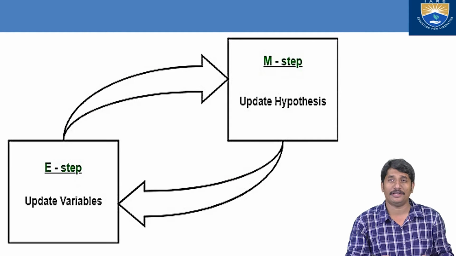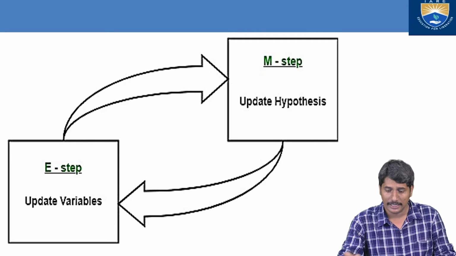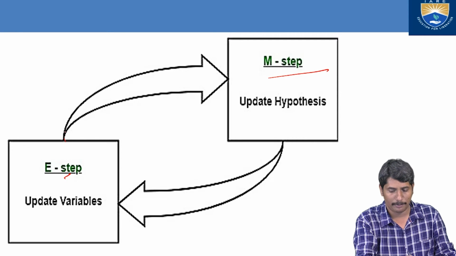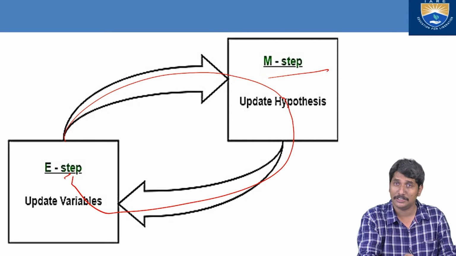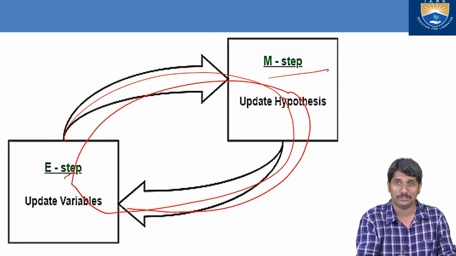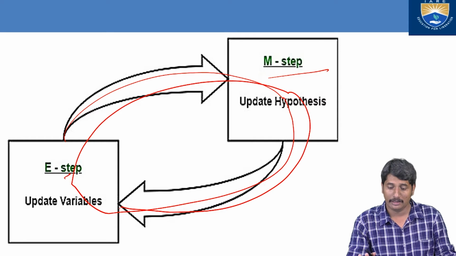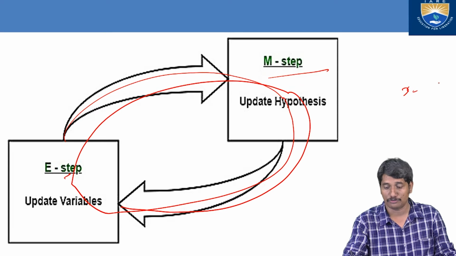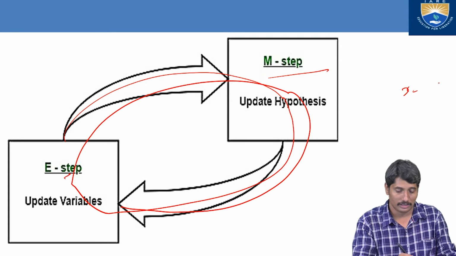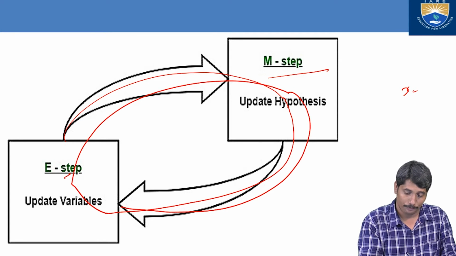So in this diagram, you can easily understand. M step, E step again leads to M step, again it leads to E step, again leads to M step, and M step again leads to E step. This process will be stopped when there is no further improvement in the value of x2. That's the EM algorithm.